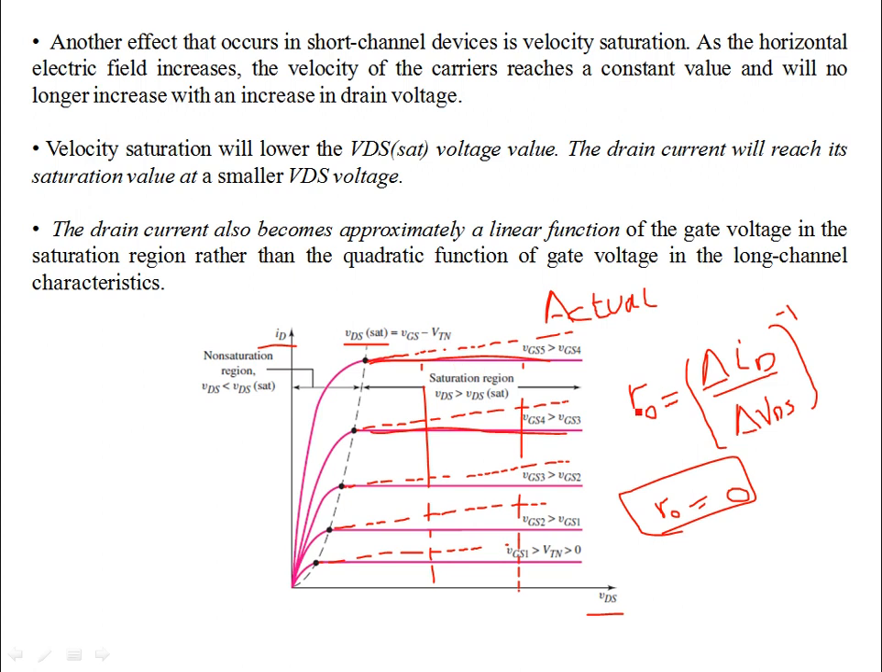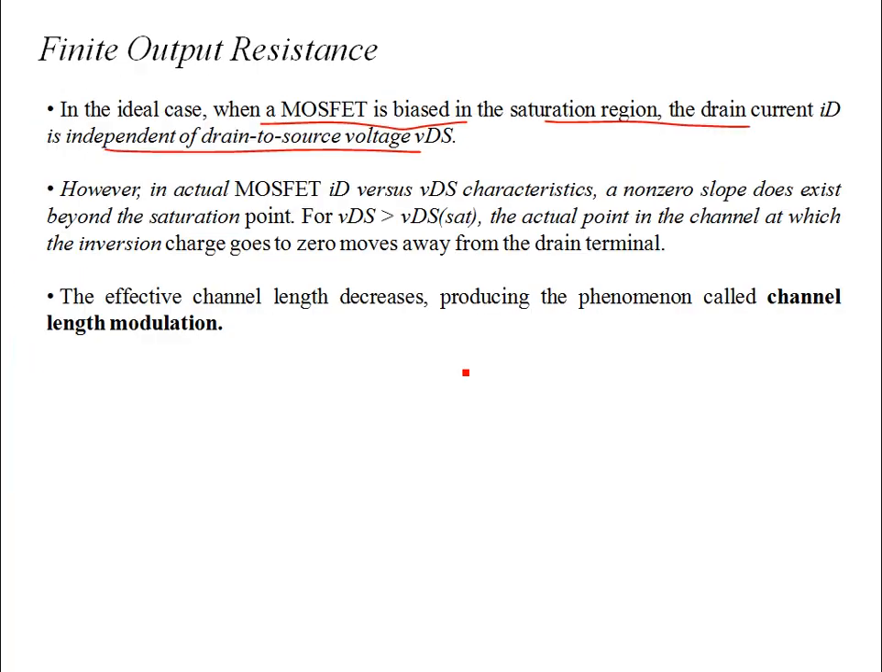So you're not considering any output resistance over here. But practically, in an actual MOSFET, ID versus VDS characteristics have a non-zero slope that does exist beyond the saturation point. So for VDS greater than VDS sat, the actual point in the channel at which the inversion charge goes to zero moves away from the drain terminal. So if you recall, what we have seen before was that the situation was like this.